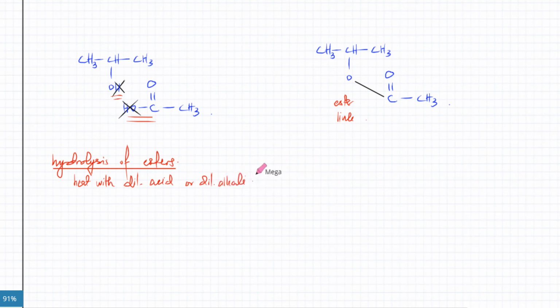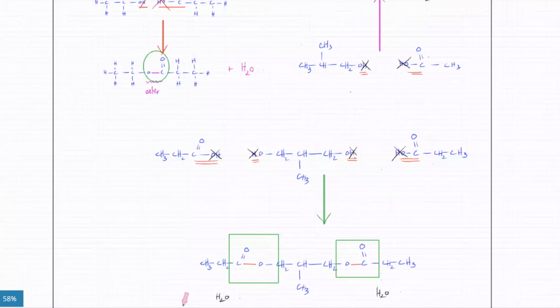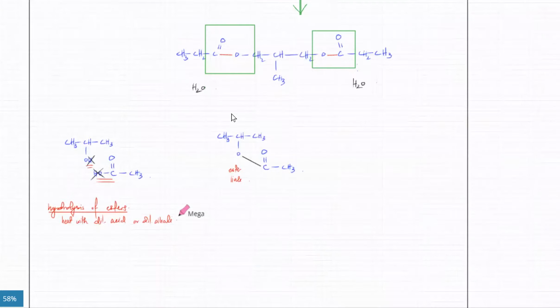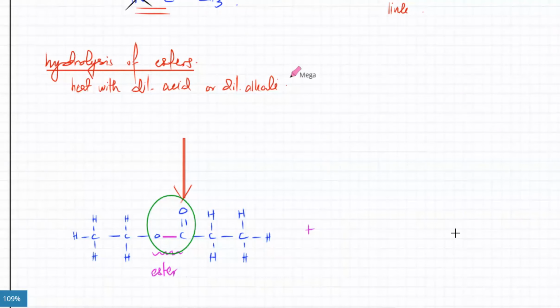अच्छा, heat with dilute acid or dilute alkali. So अगर वापस जाना है, I'm just going to pick the same molecule. इसको उठा लेते हैं. तो उसको वापस रिवर्स कर दो, तोड़ दो सारे को. So if I pick this molecule, इस पे मैं ये सारे हटा देता हूँ.